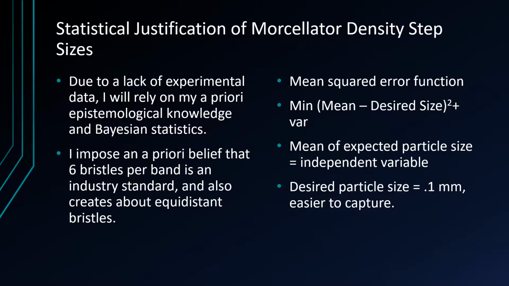Now, what we want to minimize is this mean squared error function, which is the mean minus the desired size, squared, plus the variance. The mean being the mean of the expected particle size created, and the desired size being the desired particle size of 0.1 millimeters, because it is easier to capture and less of a risk.